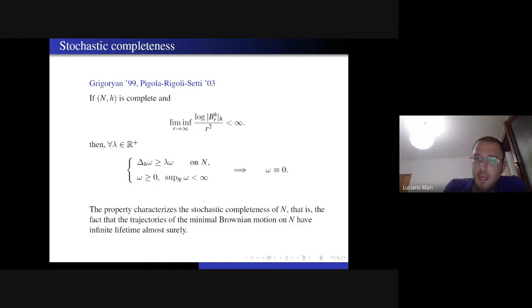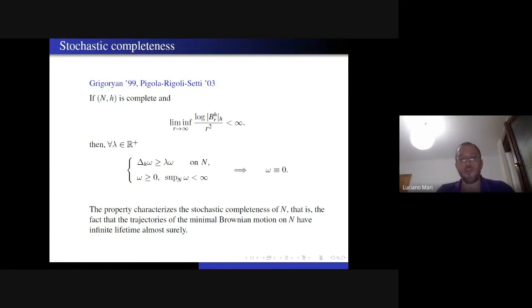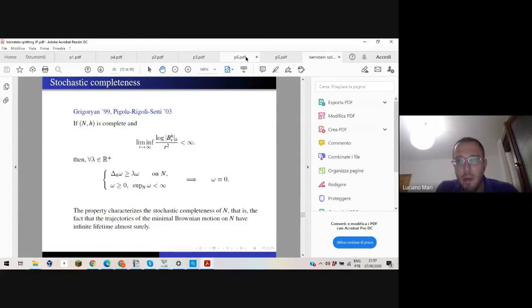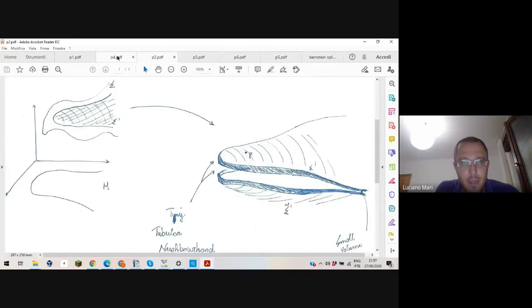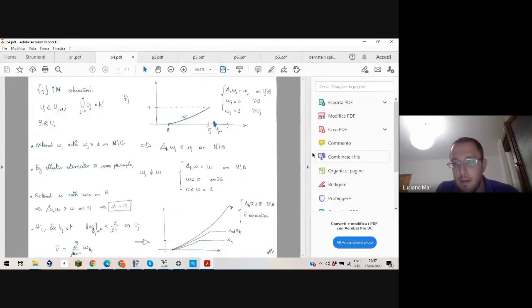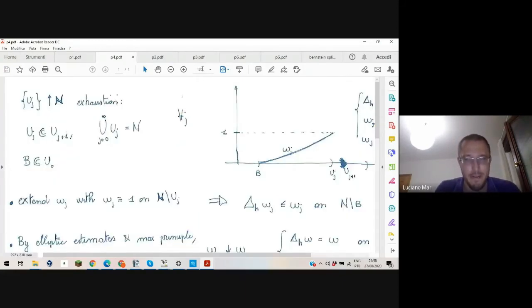Okay? And the main point I want to show you is how to construct, out of this Liouville theorem, the exhaustion. That's one of the main points. That is 1, 2, 4 here. This should be read from top to bottom, differently from the other papers.